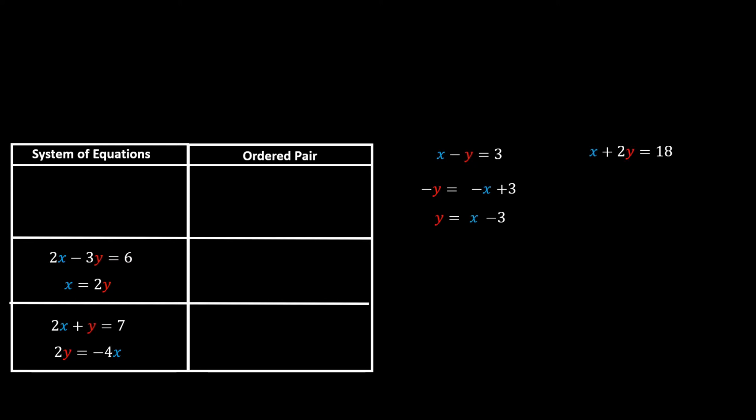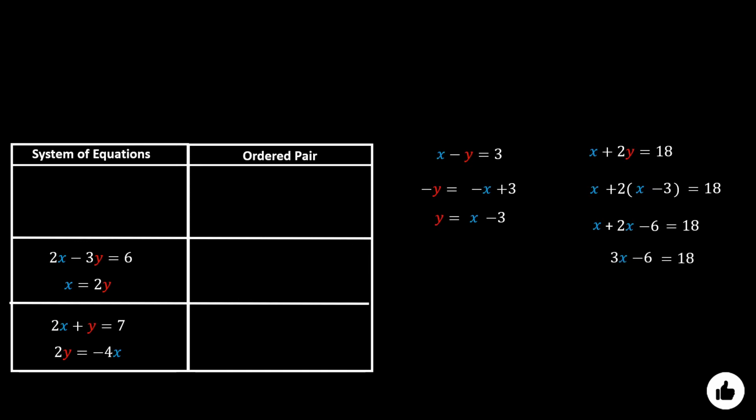For the second equation, we can write it as x plus 2 times something within parentheses, and let that equal 18. Now, since we solved for the variable y, we can substitute it into this equation. So we have x plus 2 times (x minus 3) is equal to 18. Simplifying, we get x plus 2x minus 6 is equal to 18. Simplifying further, we get 3x minus 6 is equal to 18.